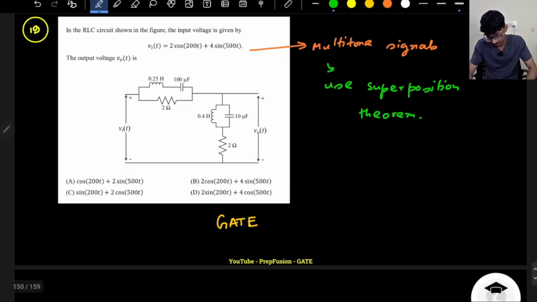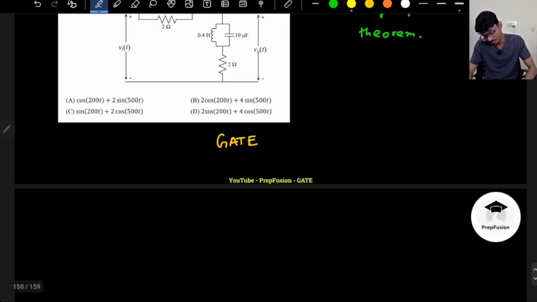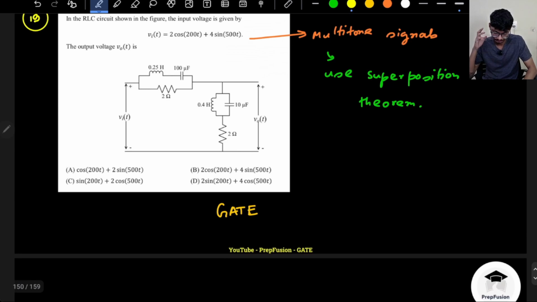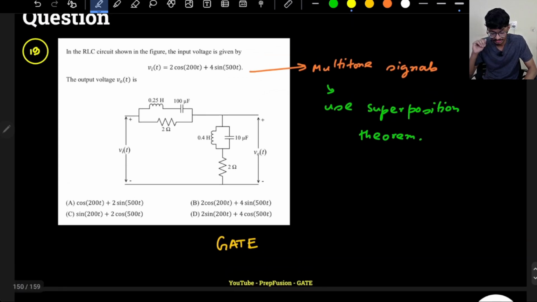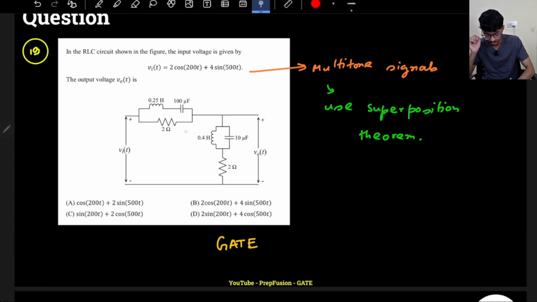If I use superposition, a very interesting thing will happen. What is the impedance of this top one? Generally when these kinds of complex circuits appear, something will simplify. So if I calculate the impedance of this top one, you see that this is omega L and this is minus 1 by omega C, correct? The reactance gets subtracted.